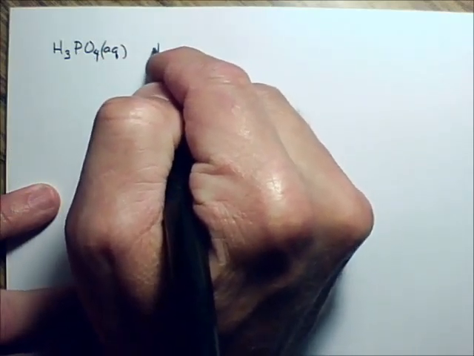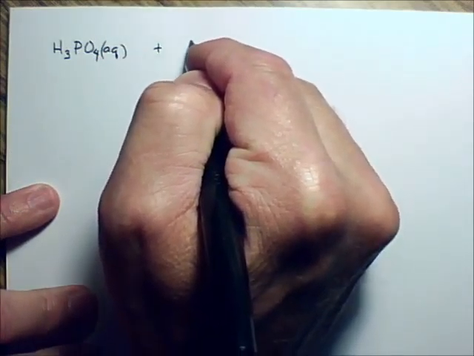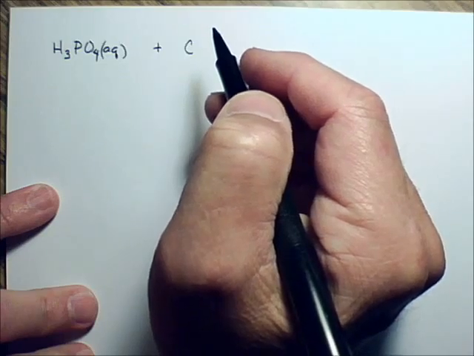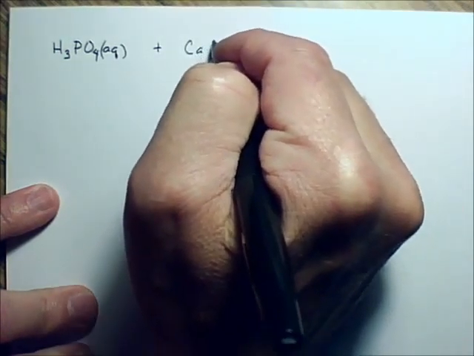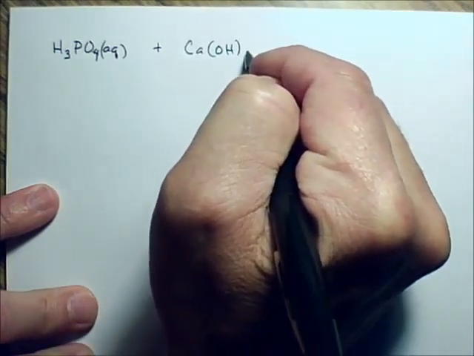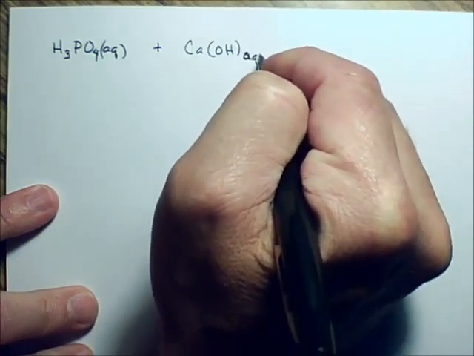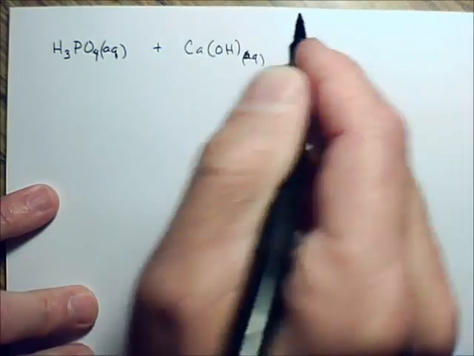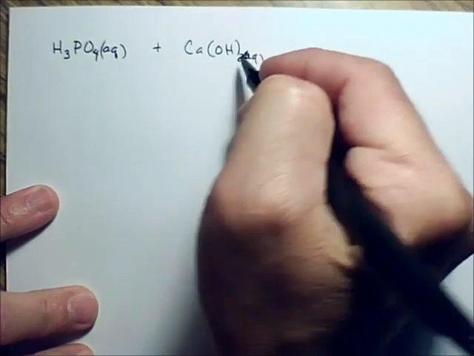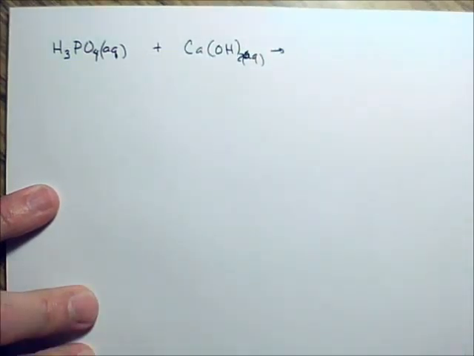And then we're putting it with, what was it, calcium hydroxide? Is that what I put on the board a minute ago? Calcium hydroxide? Okay. All right. So then we've got to predict the products.